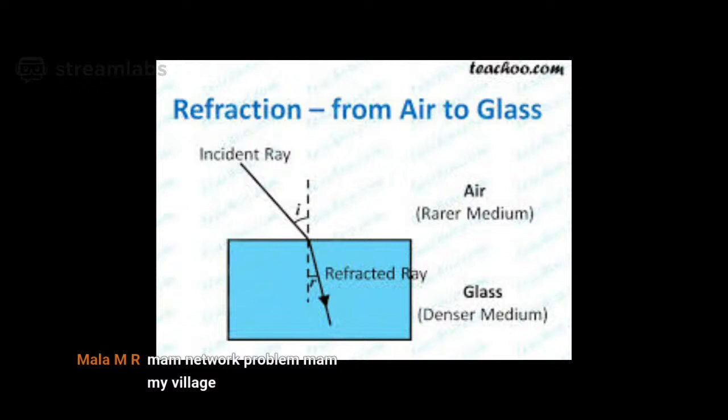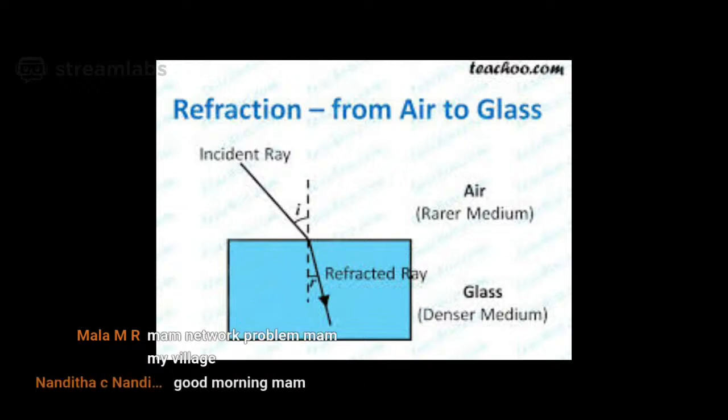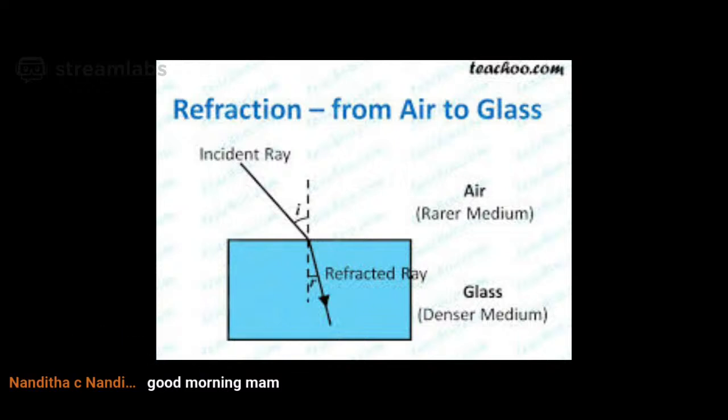The angle of incidence, I: you just look at angle I, that is from the normal line to the incident line, and it is called the angle of incidence. Remember, the angle between the normal line and the incident ray is called the angle of incidence.